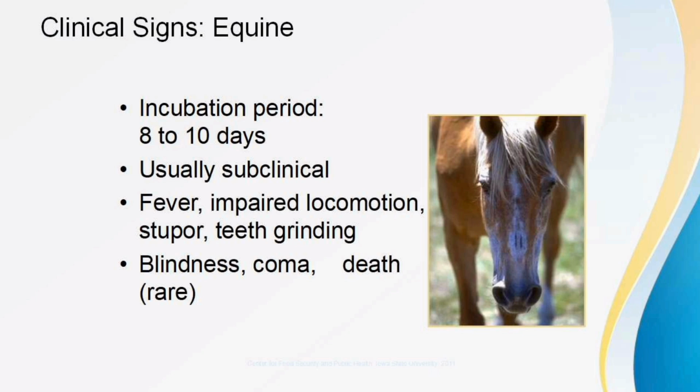The incubation period in horses with Japanese encephalitis is 8 to 10 days. Most infections are subclinical. Affected horses show fever, impaired locomotion, stupor, or teeth grinding. Blindness, coma, and death are also possible, but mortality is low.